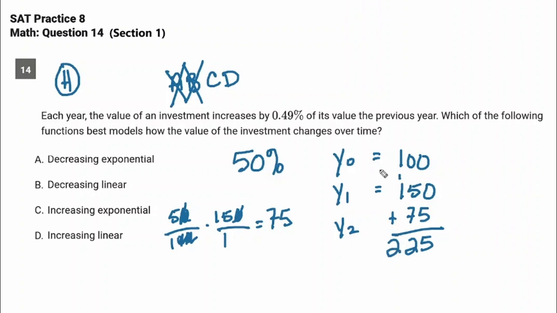So year 0, you had $100. Year 1, you had $150. And now year 2, you got $225. Is this an exponential increase or is it linear? Linear means goes up exactly the same and exactly the same way each time. Is that what's happening here? It's not. So the answer is C. You get this right real quick and move on.